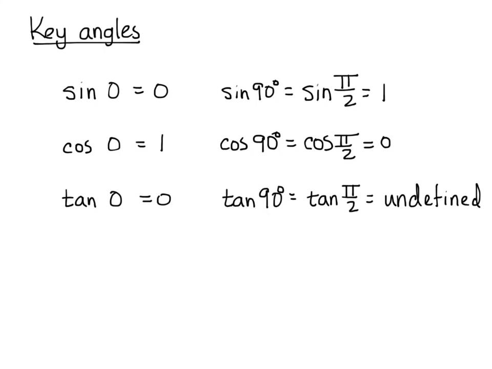We're going to get to graphing these functions. And, of course, when you have an undefined value in your function, you get asymptotes. And so the graph of a tangent has asymptotes.